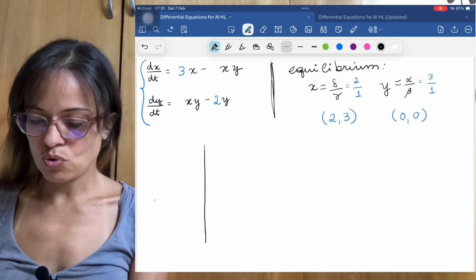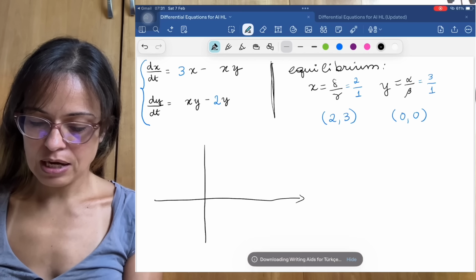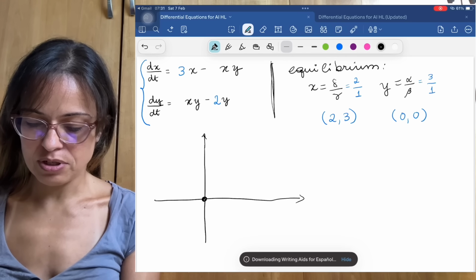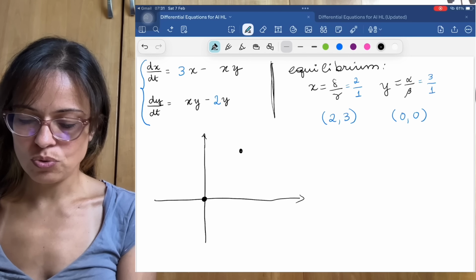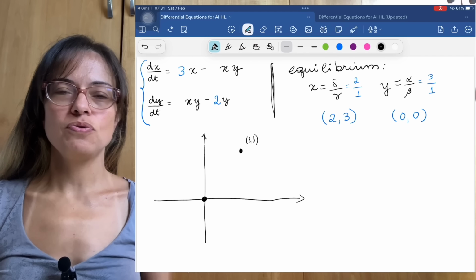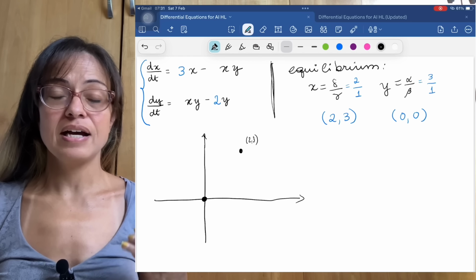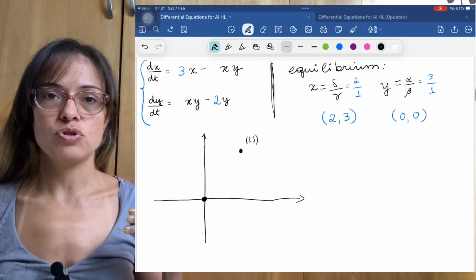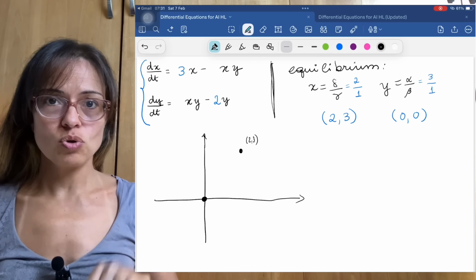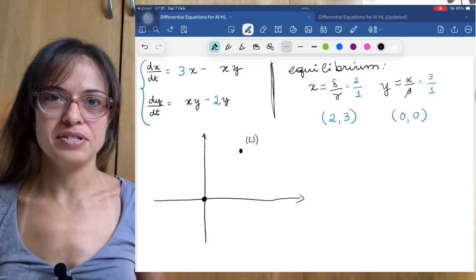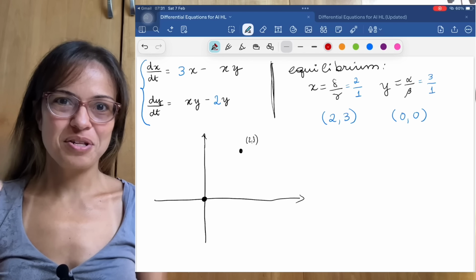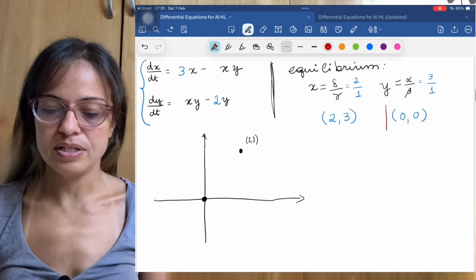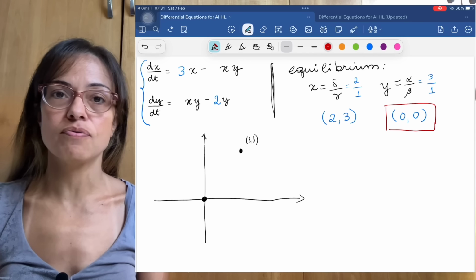But now I want to draw the trajectories, and I know where my equilibrium points are. This is (0, 0), and this is (2, 3). But in order to figure out what the picture looks like, I need the eigenvalues and eigenvectors of a matrix that I don't have because this is not a linear system. So that's the catch. What's the matrix? How are we going to find these eigenvalues and eigenvectors of what?